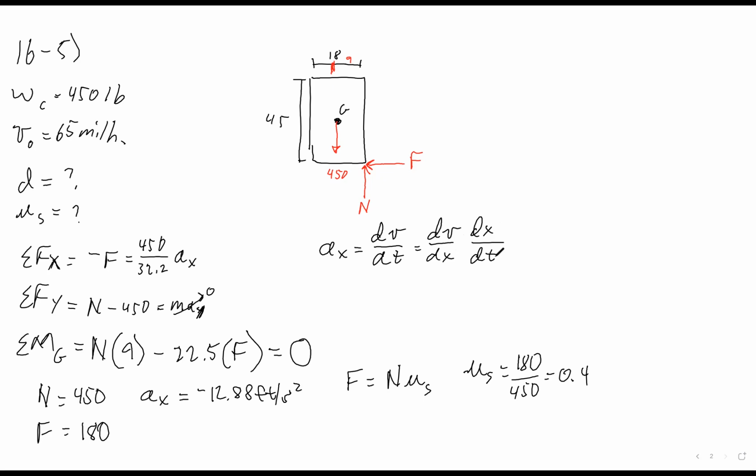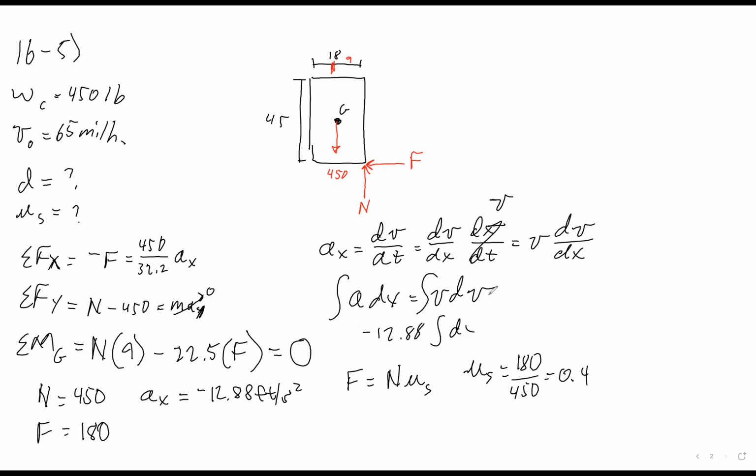Okay, so dx over dt is velocity. So this becomes a velocity times dv over dx because we can. And then that means we can multiply the dx over. So we have a dx equal to v dv. And then if we integrate both sides, we will end up with the actual acceleration, which is a constant, so it'll be the negative 12.88 integral of dx, which is just going to be x plus c, right?